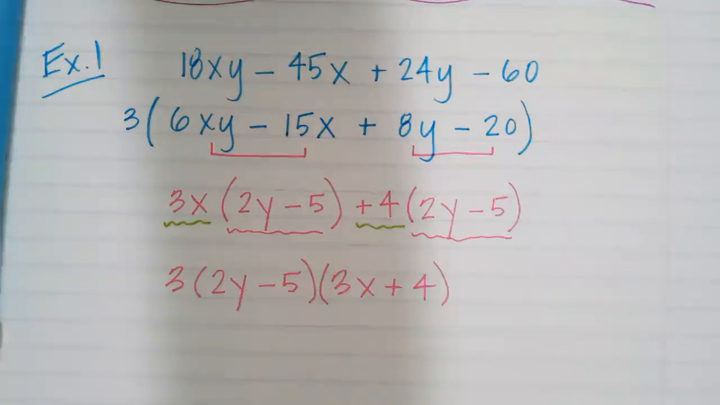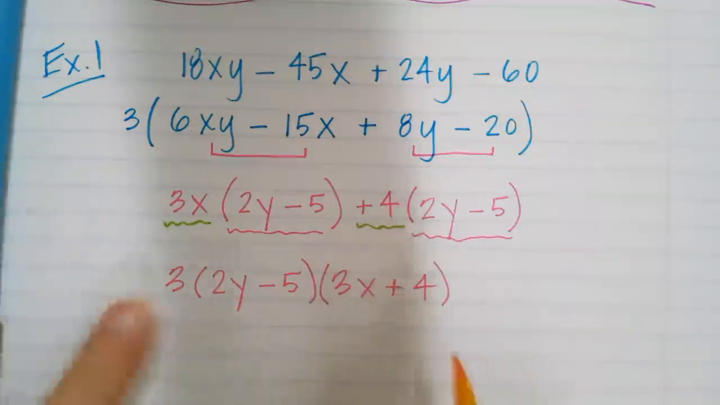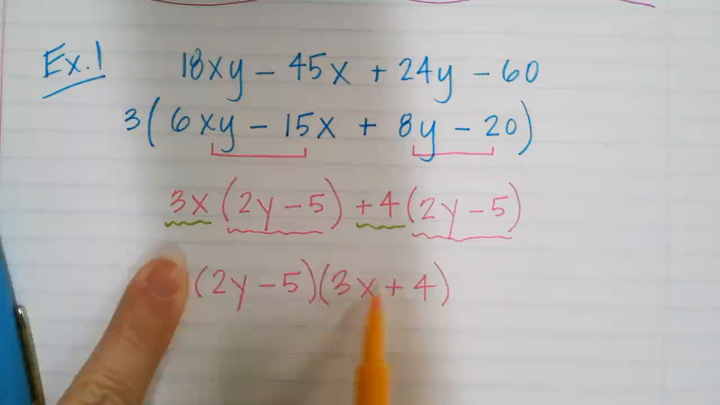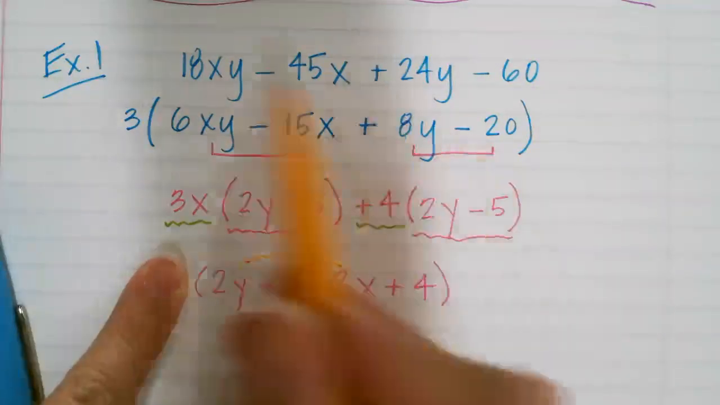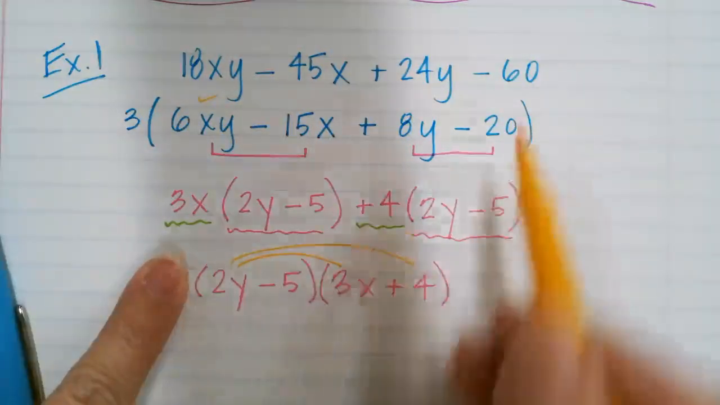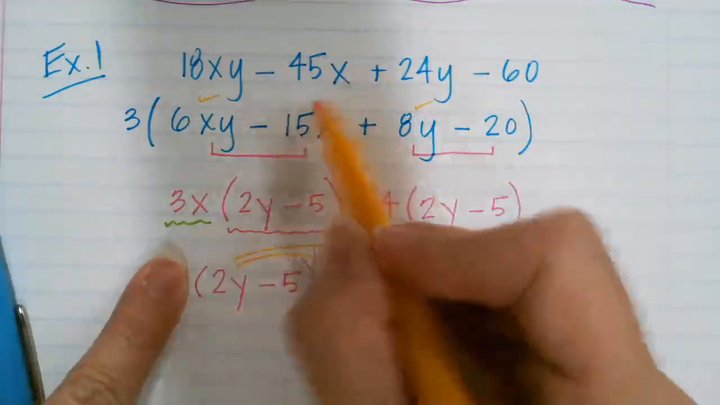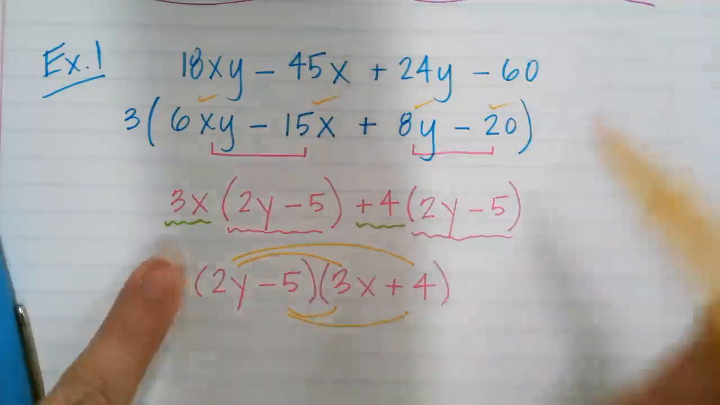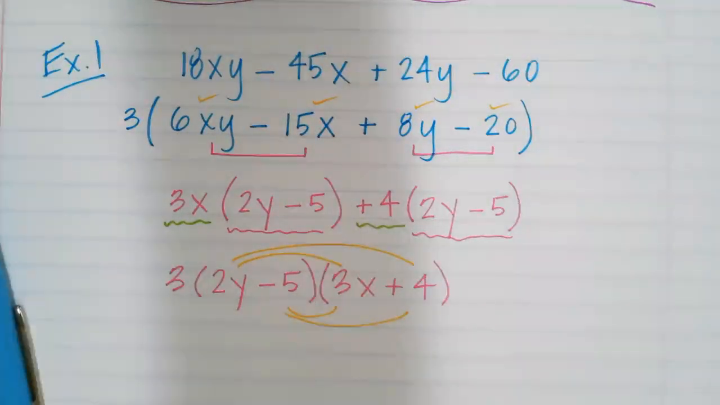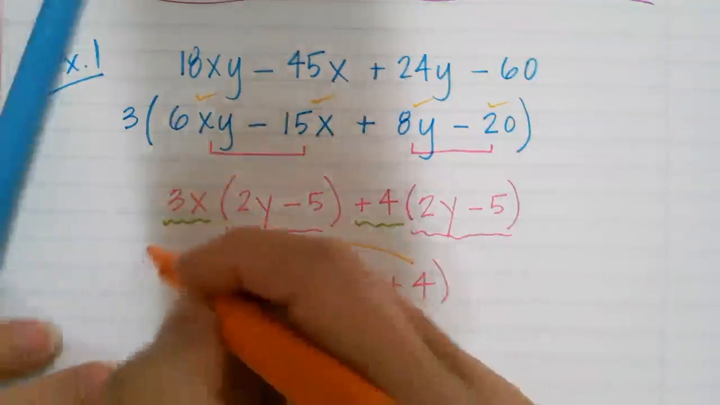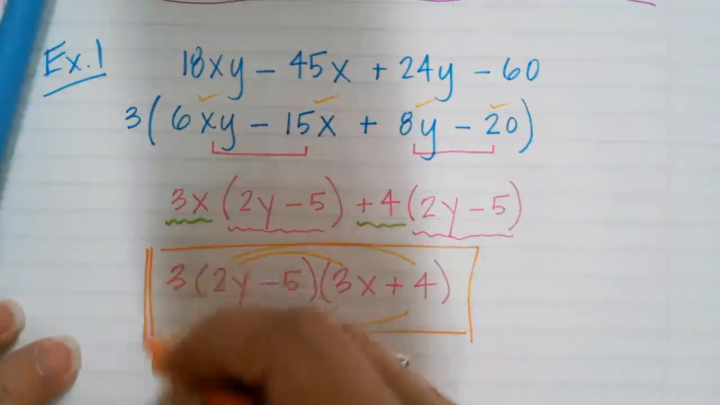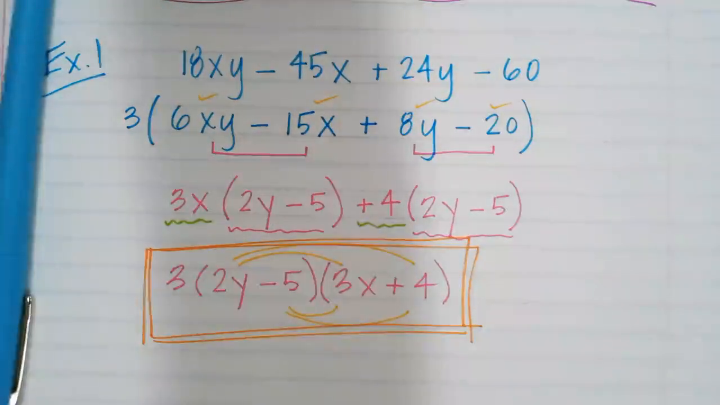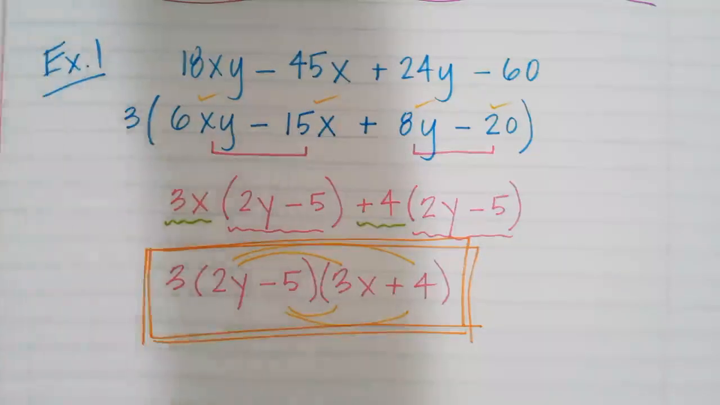So remember that we can check all of these problems by multiplying back together. So if I distributed this back here, that gives me the 6xy, that's the 8y, that's the negative 15x, that's the negative 20, but I won't get back to the original problem until I also multiply all of that by 3. So I know that this right here is the final answer. And again, you can check by just multiplying everything back together.